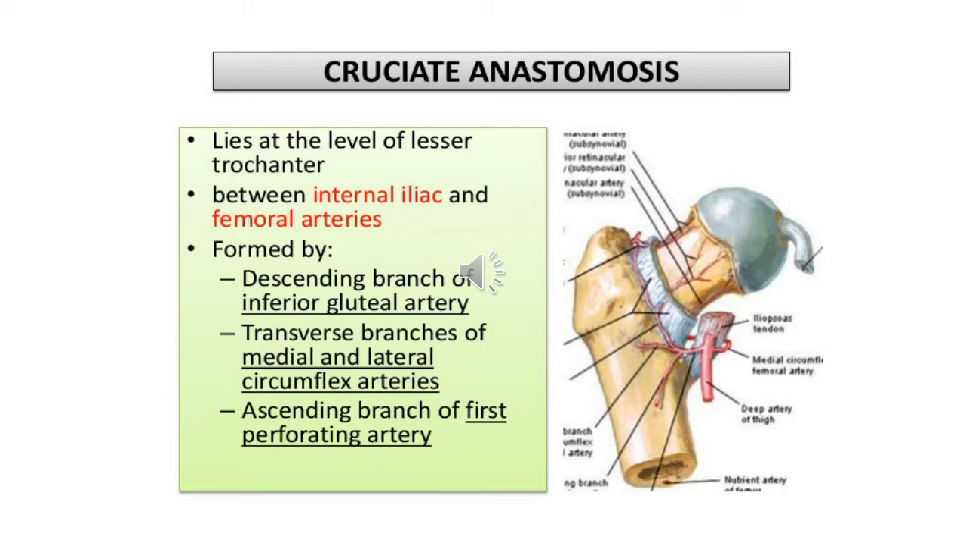So this anastomosis is a connection between the internal iliac artery and femoral arteries. The inferior gluteal artery is a branch of internal iliac artery. And the medial and lateral circumflex arteries are branches of profunda femoris, and this profunda femoris is also giving perforating branches, and the profunda femoris is a branch of femoral artery. So this anastomosis is a connection between the internal iliac artery and the femoral artery. So the descending branch of inferior gluteal artery, ascending branch of first perforating artery, and transverse branches of medial and lateral circumflex arteries form this cruciate anastomosis.